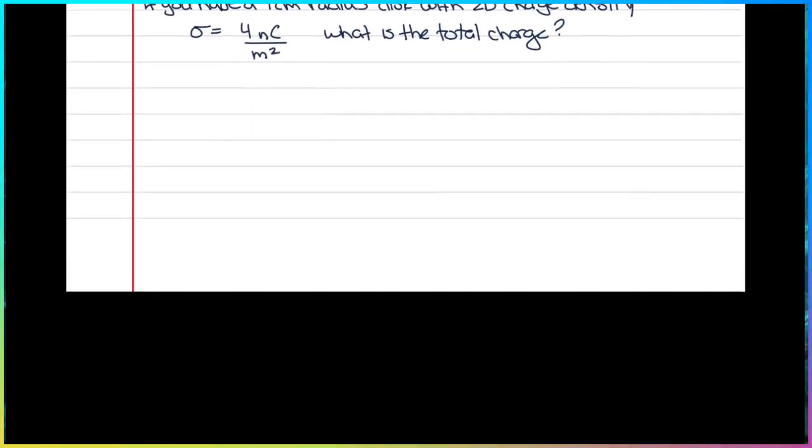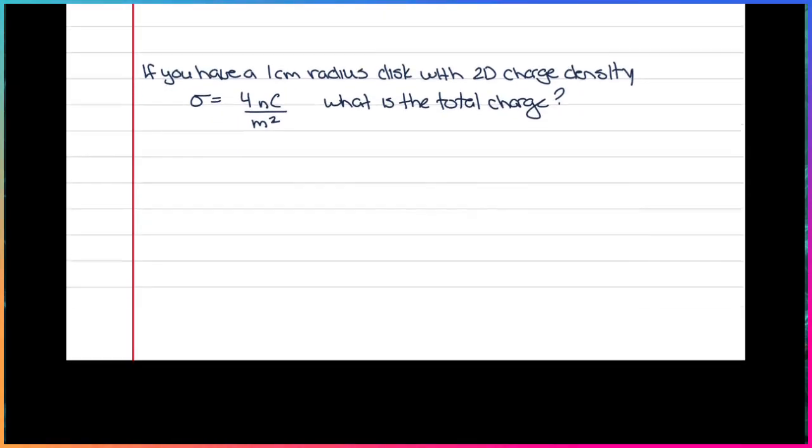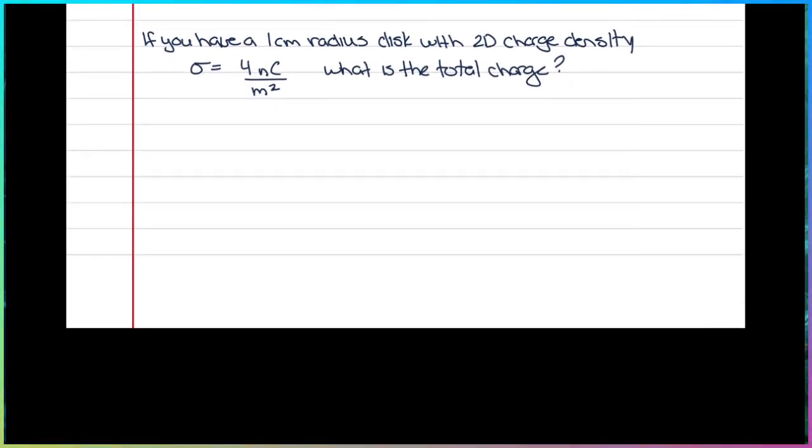And then, real quick, if you have a 1 centimeter radius disk with 2D charge density given by sigma equals 4 nanocoulombs per meter squared, what is the total charge? Again, my total charge means I'm going to add up the little bits of charge that are now spread across this disk.